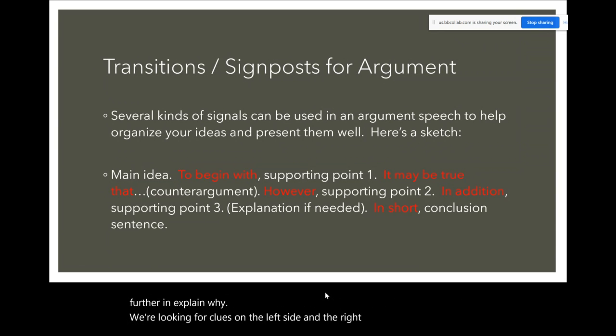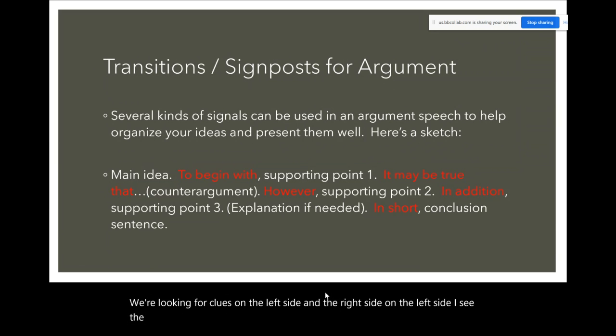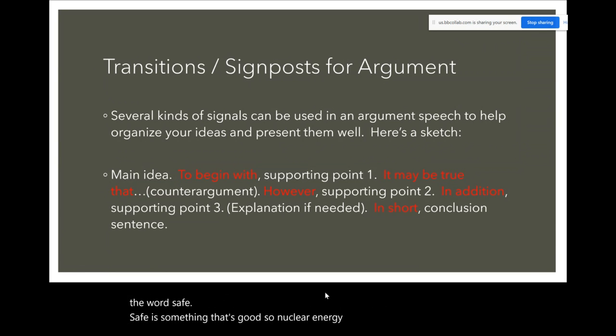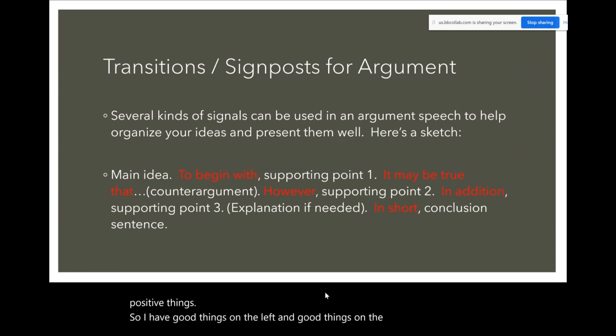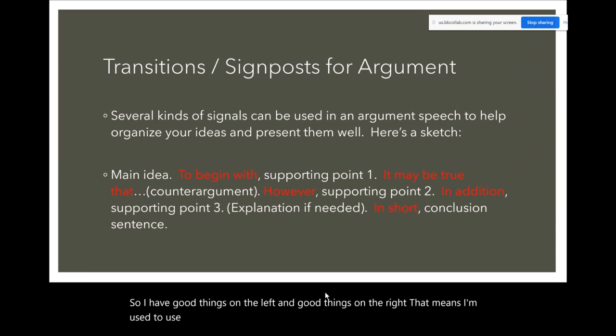On the left side, I see the word safe. Safe is something that's good. It is safe. So I make a note, okay, this is something good. On the right side, I see cheap and clean. Those are also positive things. So I have good things on the left and good things on the right. That means I need to use also, because I'm adding similar ideas.